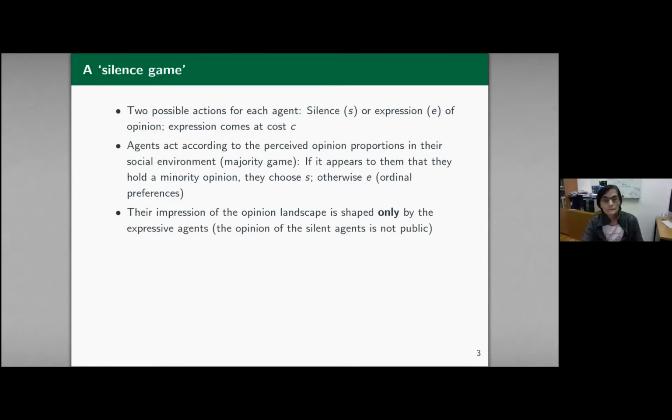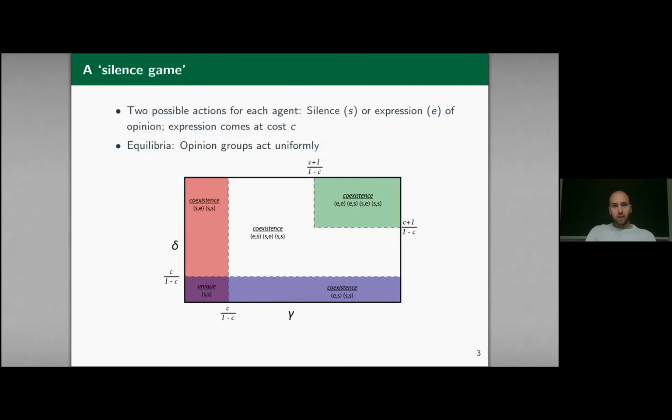And now we come to the whole point of this model, namely that the impression of the opinion landscape of these agents is shaped only by the expressive agents. After all, the opinion of silent agents is not public, so how should I know what opinion they have? And therefore, this will be the crucial point of this model. And with this, we can already look at the Nash equilibria of this silence game.